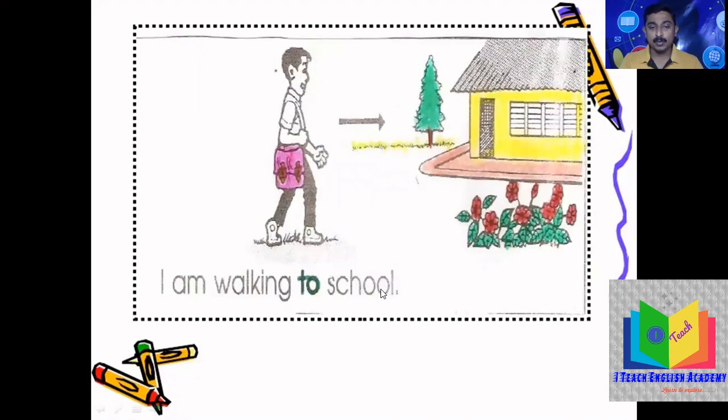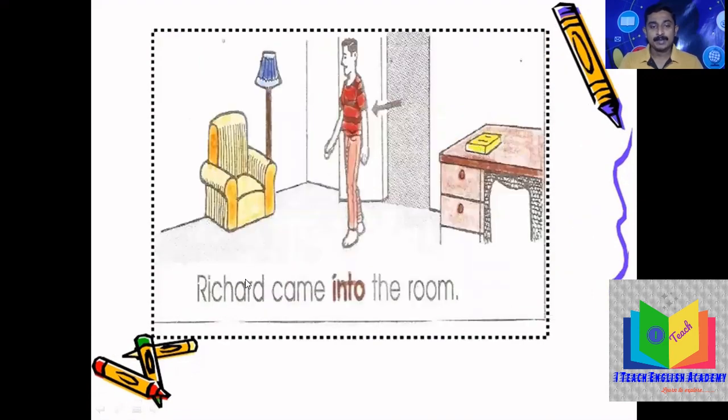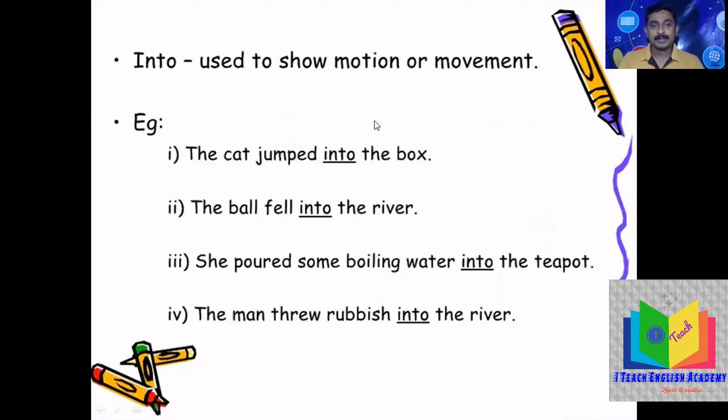I am walking to school. The preposition to shows my movement towards the direction of the school. Richard came into the room. It shows his movement or direction. Into is used to show motion or movement. It is not static.